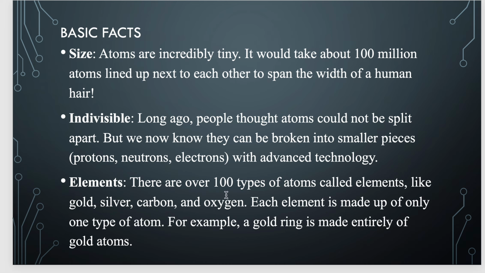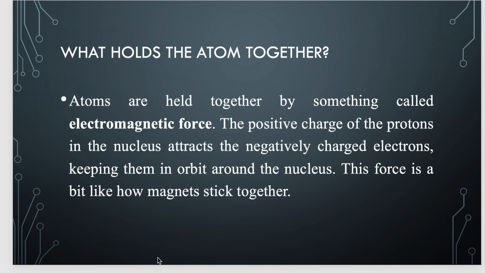Elements. There are over 100 types of atoms called elements, like gold, silver, carbon, and oxygen. Each element is made up of only one type of atom. For example, a gold ring is made entirely of gold atoms.